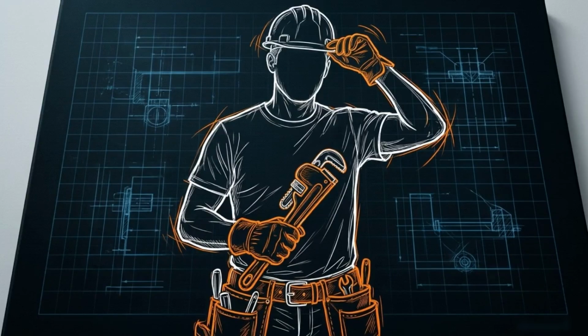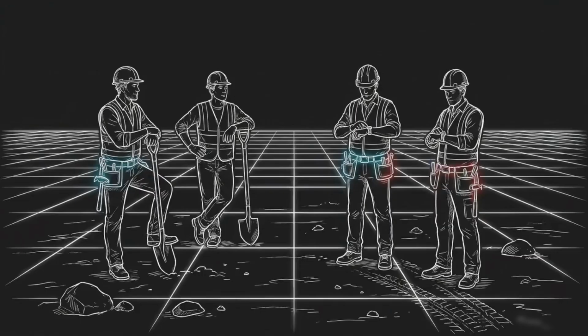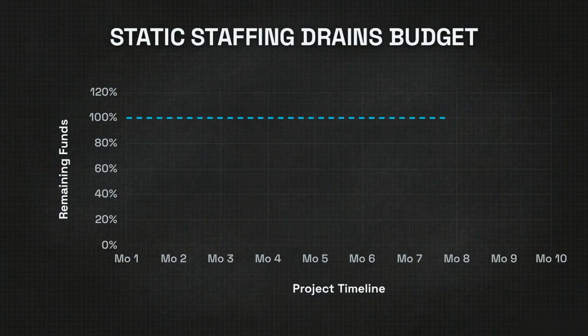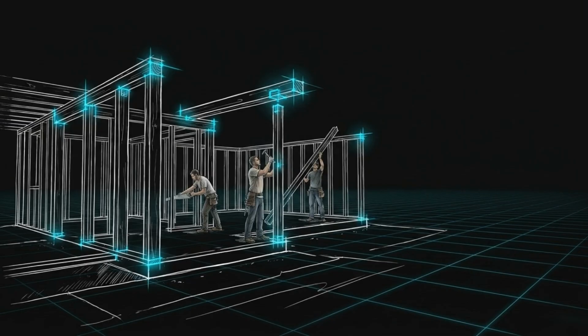If you hired plumbers, painters, and electricians right at the start, they would just be standing around the dirt lot with nothing to do. Paying a flat number of people throughout a long project wastes money on idle hands. The physical work doesn't start all at once, so your hiring shouldn't either.